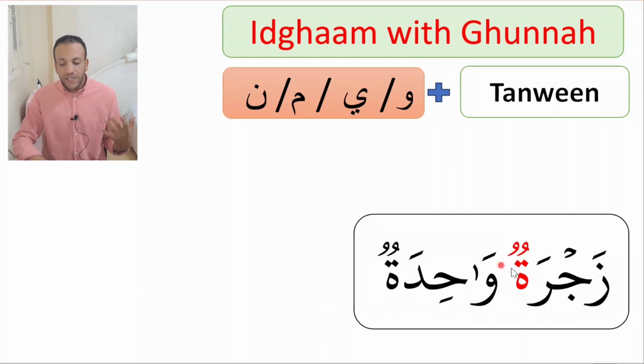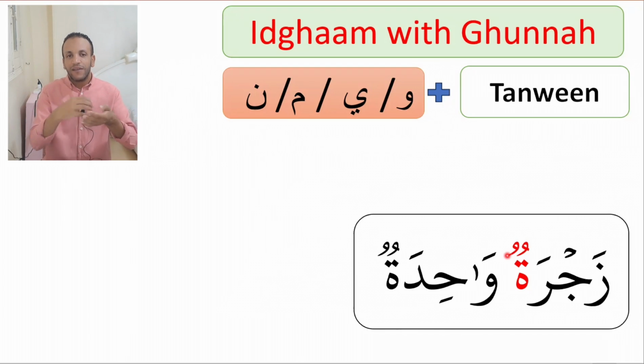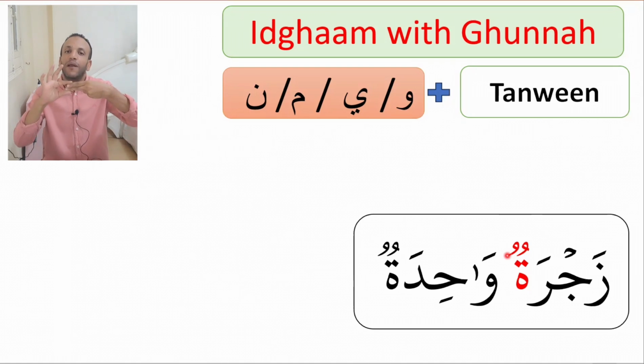So you will change the sound of tanween. You will insert it, idgham, in the sound of the next or the following letter. So I put something in another thing, so I will have two things. Okay, I put water in the glass, I will have a glass with water, two things. So it is the same here. I will put one sound inside the sound of the next letter. So the following letter will be doubled twice. I will pronounce it twice.